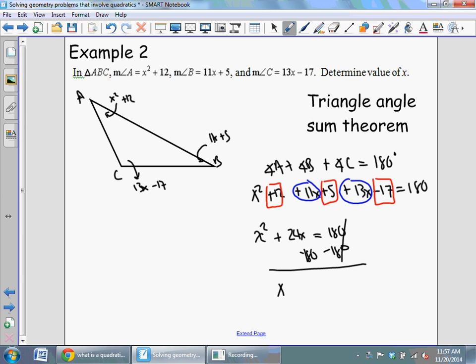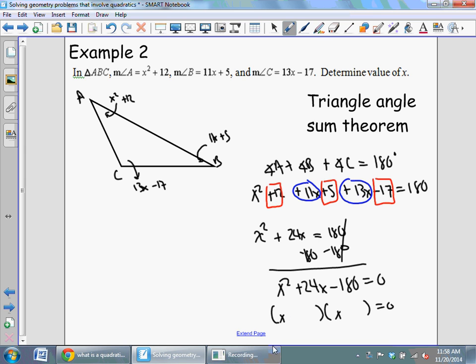I get x squared plus 24x minus 180 equals 0. Double bubble, two sets of parentheses to factor it. And I need to find the factors of negative 180 that add up to 24. So think about that. What two numbers multiply to give you negative 180, but at the same time add up to give you 24?